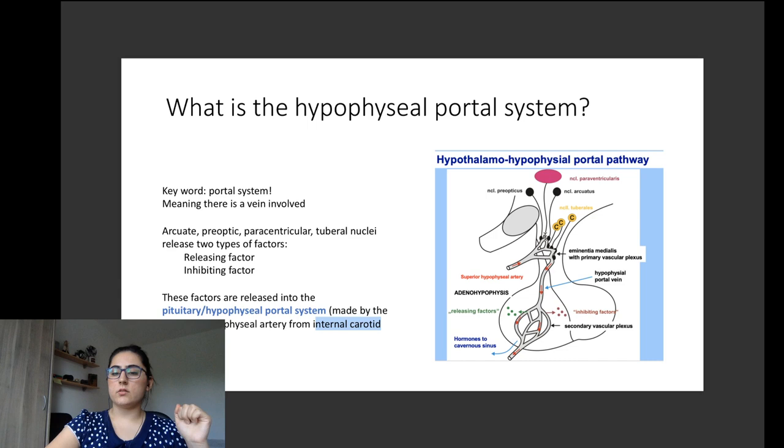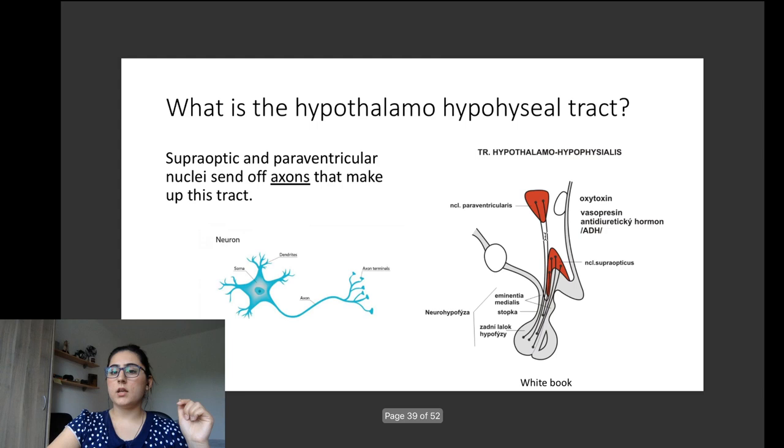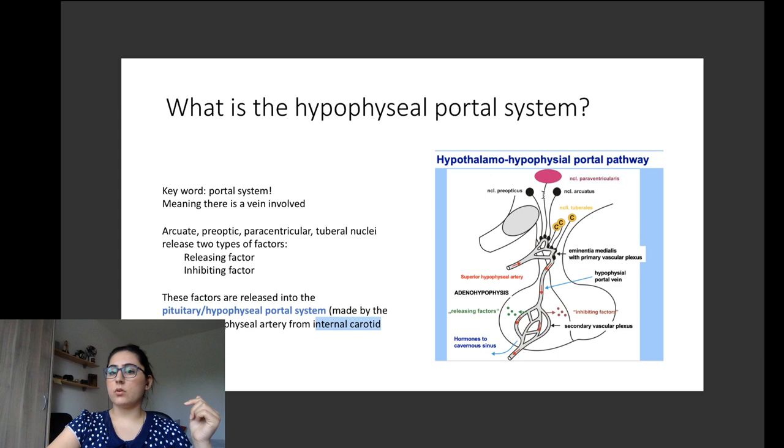In the neurohypophysis, the nuclei made the hormone, sent it all the way down, and stored it within these terminal boutons. These guys made the hormones oxytocin and ADH. Here, they're not going to make the hormone. They're going to produce a releasing or inhibiting factor, which goes to the eminentia medialis, where the vascular plexus is located. That goes down the hypophysial portal vein and reaches the secondary vascular plexus. Here, the releasing or inhibiting factor will tell my adenohypophysis, hey, we need more thyroid-stimulating hormone, and we need more ACTH, for example.